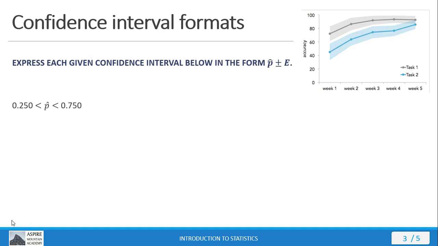Express each given confidence interval below in the form p hat plus or minus e. So let's walk through this first example together. We have a confidence interval that goes from 0.25 to 0.75.